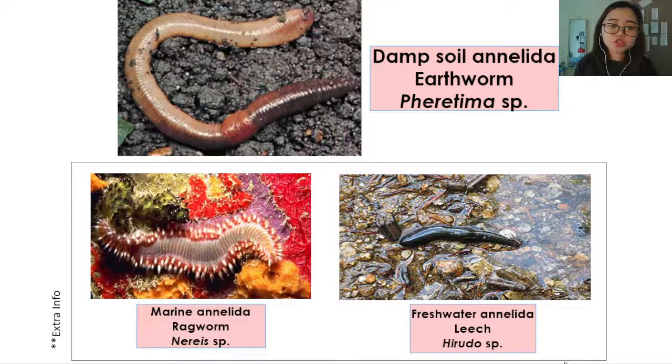Here we have extra information, more pictures of other annelids. We have the marine annelid called a ragworm. Here it is Nereis species. Okay, pretend I am a white person. And here we have a freshwater annelid called a leech. This is something you're probably familiar with if you have ever gone hiking or played around in a stream. Its scientific name is Hirudo species. All right, so moving on.